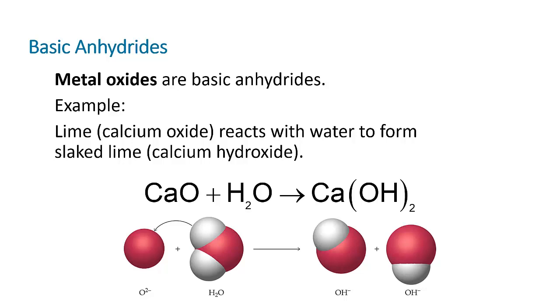But what about metal oxides? Metal oxides are the opposite. They always turn into basic compounds. So in this situation, you have lime, which is calcium oxide. Calcium is a metal. Oxygen is, once again, a non-metal, but it's an oxide. When it reacts with water, it's going to form calcium hydroxide. And notice calcium hydroxide has an OH group on it, so it is a base.